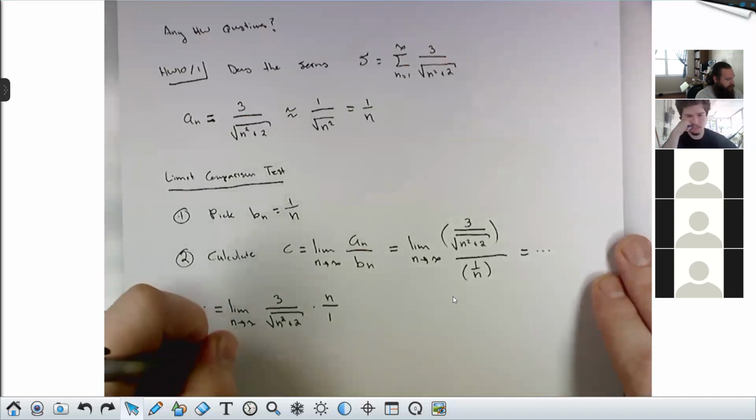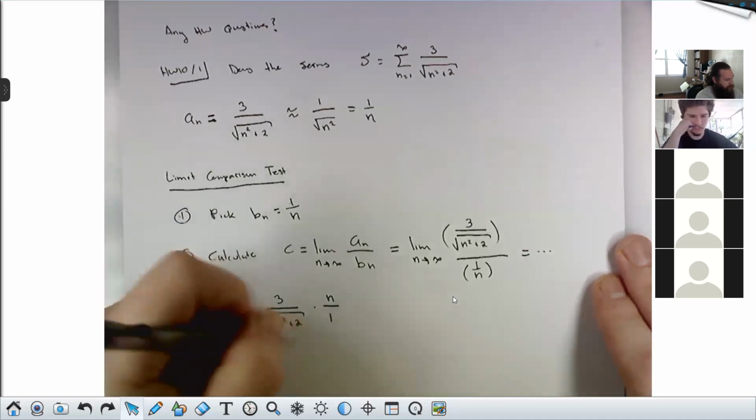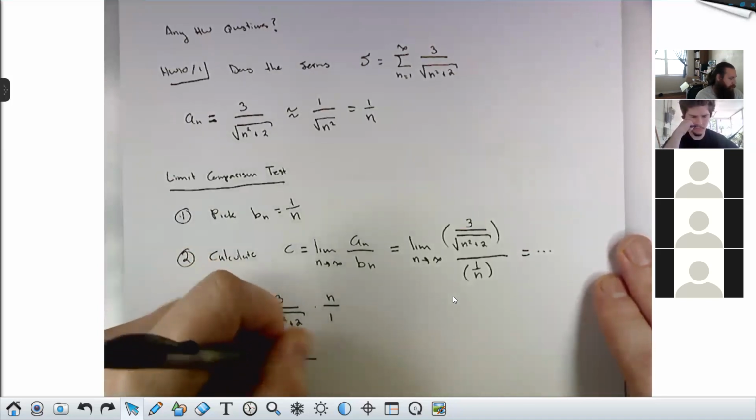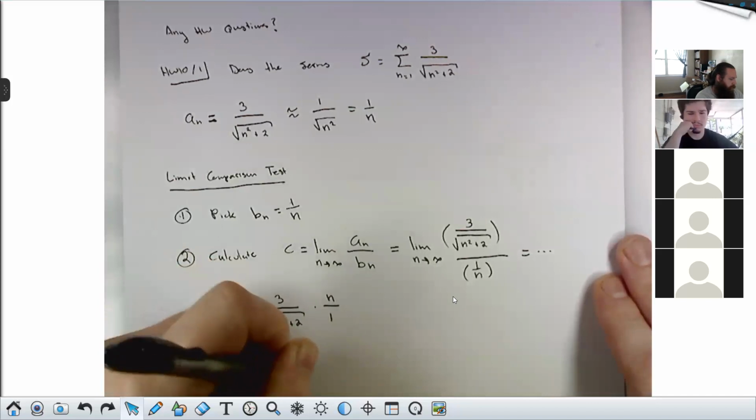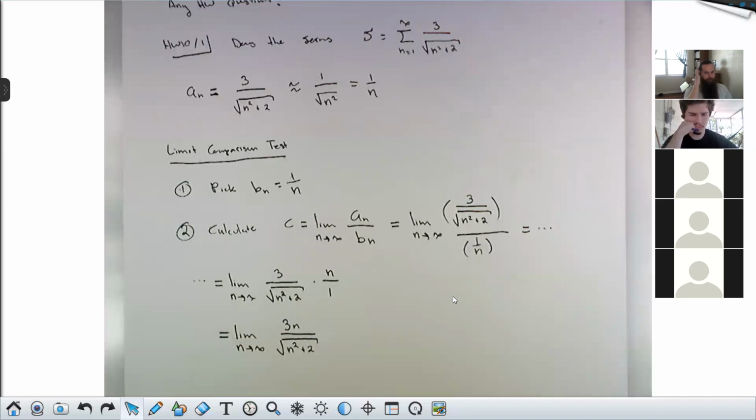So then from here, I'll multiply the fractions. I get 3n over the square root of n squared plus 2. How do I take this limit? That's actually where I got stuck. I was able to do everything before taking the limit. So a few thoughts. As n goes to infinity, the top is going to infinity, and the thing under the square root here is going to infinity. The square root of infinity is infinity. So this is like infinity over infinity.